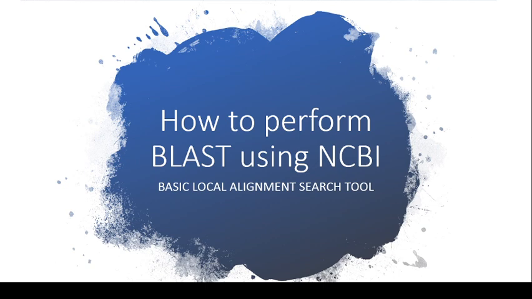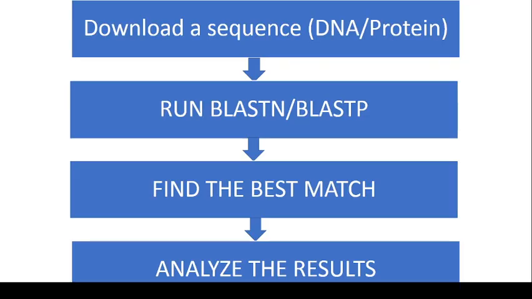I will explain how to perform the Basic Local Alignment Search Tool, that is BLAST, using NCBI. The simple workflow of the analysis is, first you have to download a sequence that can be either DNA or a protein sequence, or you can directly do it from NCBI. I will explain later. Then you just have to run the BLAST tool, and BLASTN stands for nucleotide BLAST and BLASTP stands for protein BLAST. And after getting the result, you just have to look for the best match and then analyze your results.